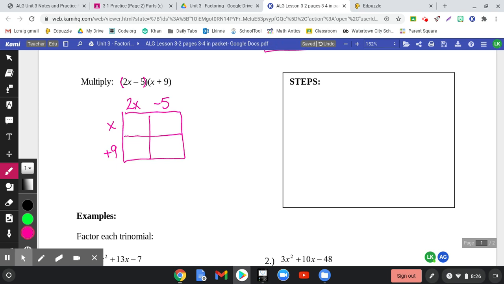All right, so now inside the boxes, remember, we multiply. So basically, you're distributing this x through. X times 2x would be 2x squared. X times negative 5, negative 5x. 2x times 9 is 18x, and 9 times negative 5 is negative 45. And then when you list your answer, start with your first term here. And then instead of writing 18x minus 5x, let's just write 13x, positive, so we put a plus, minus 45.